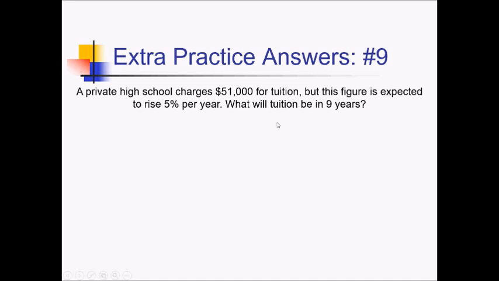Okay. So we're going up 5% every year, so we can use the standard exponential model because there's no wait time for multiplying by the growth factor. We have f of 9, that's our input for time. A is this 51,000 that the tuition currently is. For B, every year we're multiplying by 1.05 because we're going up 5%. And then for the exponent, we've got 9.